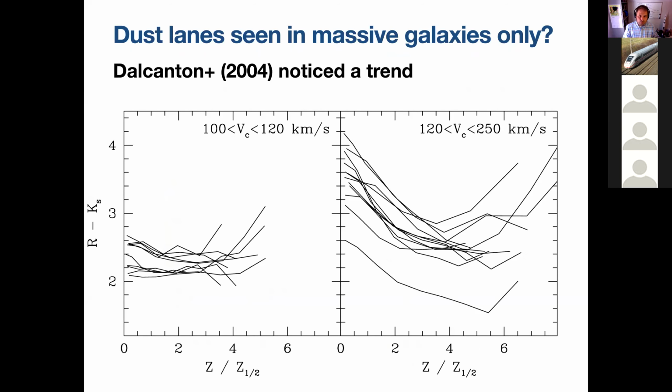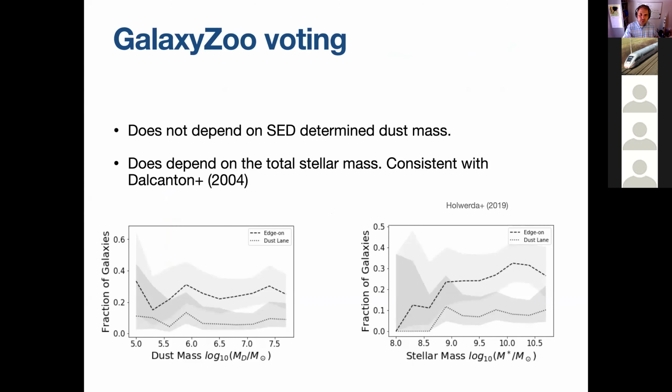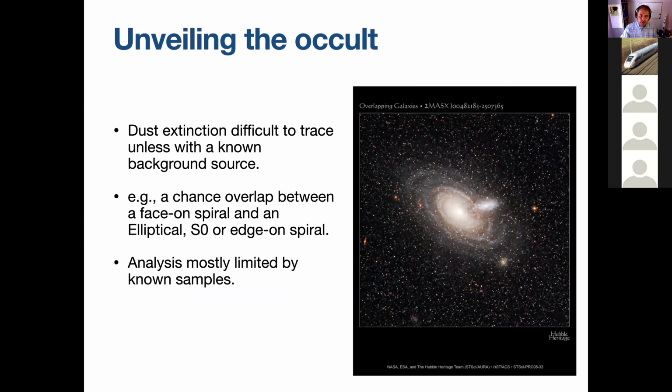And so this was predicted by Julianne Dalcanton in 2004, where she said, look, I'm looking at massive galaxies. They seem to have that color gradient. They seem to have dust lanes. And if I'm looking at smaller galaxies, they don't seem to have dust lanes. And the neat thing is, this is a single expert making a prediction. You can then take that to the Galaxy Zoo. And so that's what we did. And it does not depend on the dust mass or the relative dust mass, but it does depend on the total stellar mass. So basically, yes, bigger galaxies have a slightly higher fraction of dust lanes than their lower mass brethren. So totally in agreement.